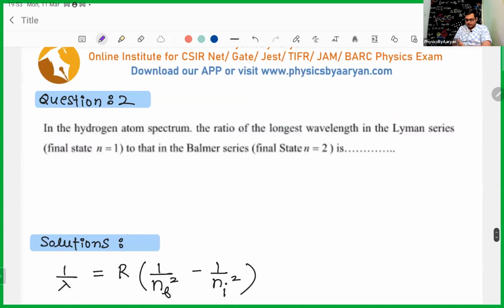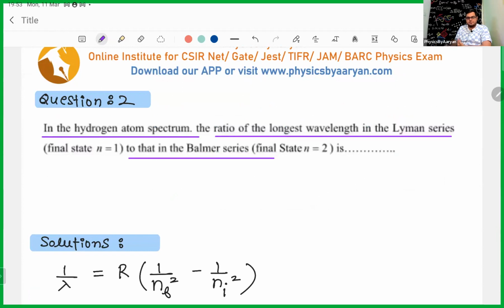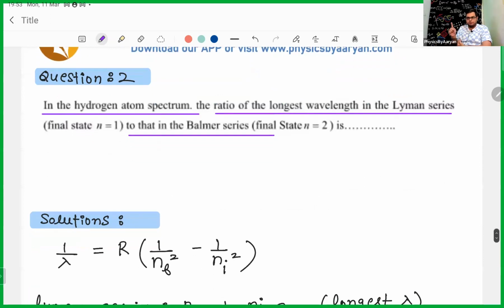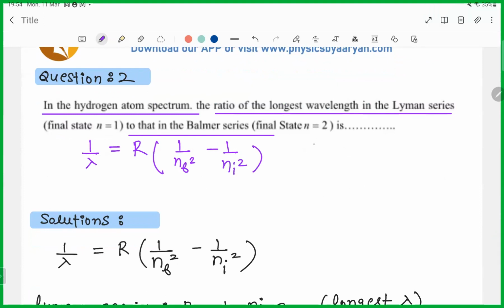In the hydrogen atom spectra, the ratio of longest wavelength in Lyman series to the Balmer series is... So longest wavelength. First, you have to tell me the longest wavelength in Lyman series, and then the longest wavelength in Balmer series. So for Lyman series, 1 by lambda will be equal to R into 1 by n final square minus 1 by n initial square. So tell me, what will be n final for Lyman?